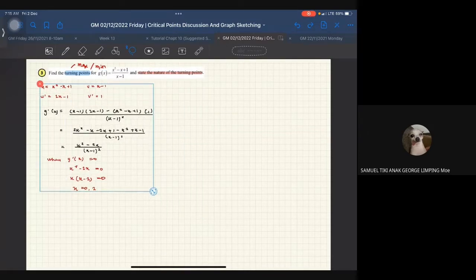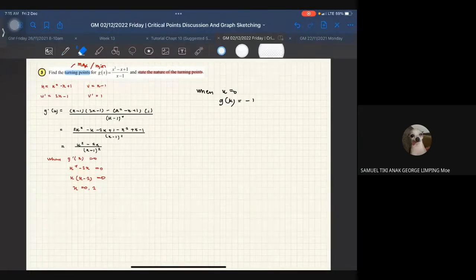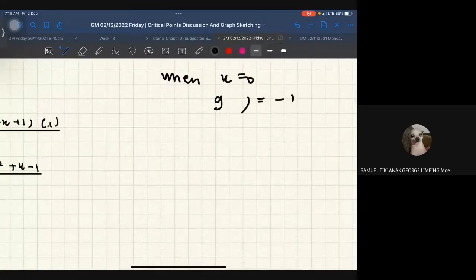Ke sana. Okay, so sekarang kita nak try masukkan nilai, saya nak cari point dulu. So saya nak cari Y coordinate. Okay, so when X is equals to 0, my G(x) is supposed to be negative 1. Yeah, okay, so yang ini, kita dah masukkan X sama dengan kosong. Saya padam dulu this one.